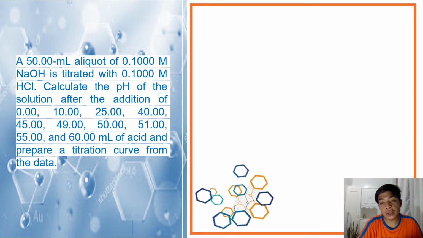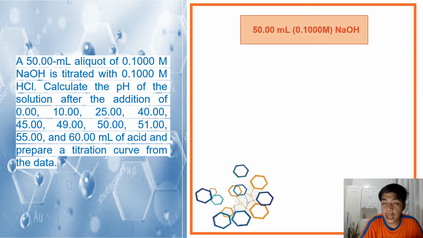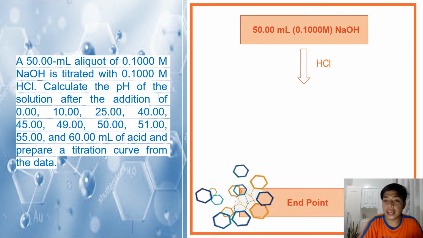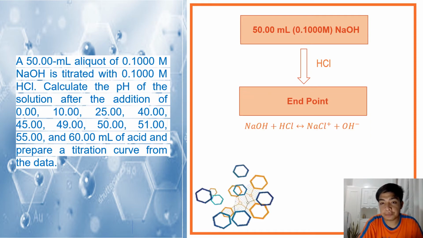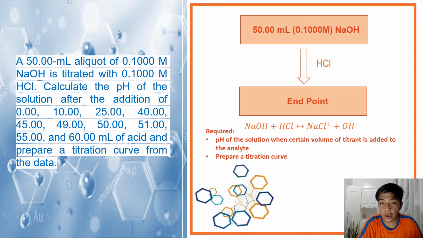But before we proceed to the solution, let us first identify which one is the titrant and which one is the analyte. Since the sodium hydroxide is being titrated with the hydrochloric acid, the sodium hydroxide is our analyte and the hydrochloric acid is our titrant. Now let us proceed to the diagram of the problem. 50 mL of 0.1 M NaOH is being titrated with HCl until we reach the end point. This is the balanced equation and these are the requirements for this problem.